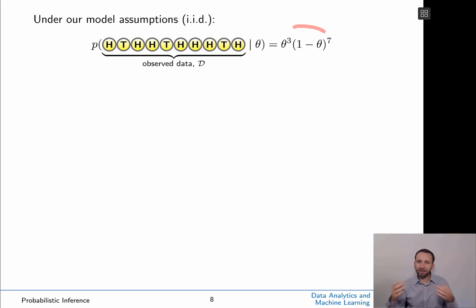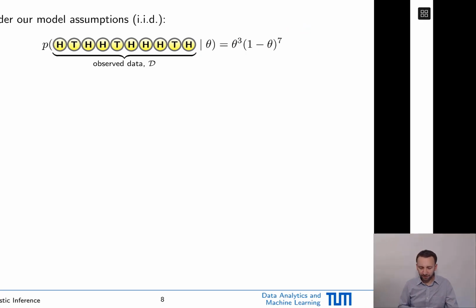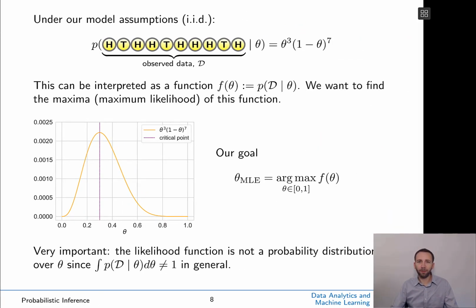Now we have this nice analytical form of the likelihood function, and we could, for example, plot it. What we just computed is the probability of the data given the parameter. So we can think about representing it as a function of theta itself. How does this likelihood change when we change the parameter theta? This is illustrated here.